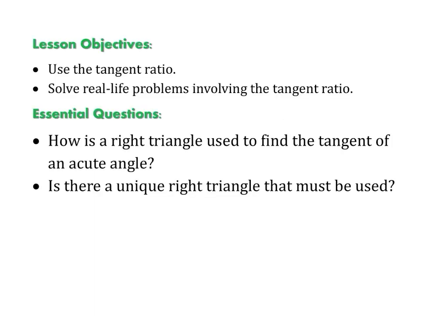Our lesson objectives are to use the tangent ratio, also to solve real-life problems involving the ratio. So our essential questions are: how is a right triangle used to find the tangent of an acute angle? And is there a unique right triangle that must be used?